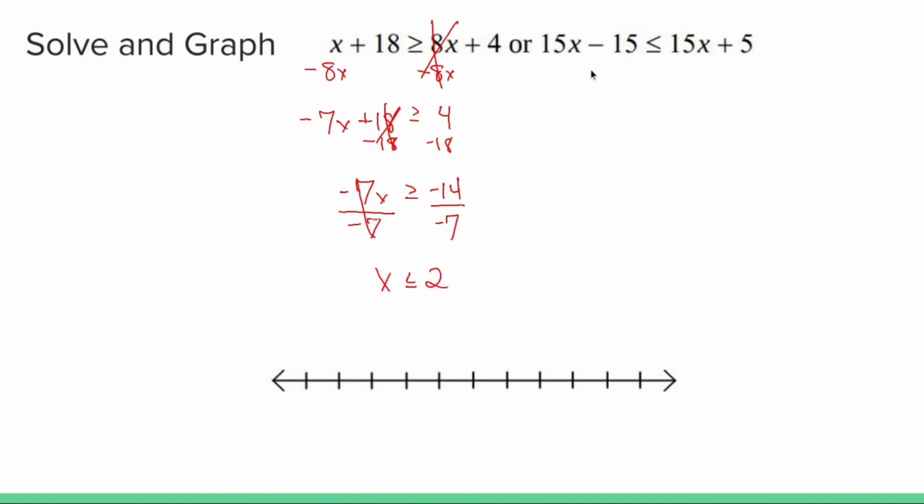Now the other guy is going to be really strange, and you might see why off the top. All right, 15x on the left, 15x on the right. Subtract 15x, subtract 15x, you disappear, and you're left with -15 is less than or equal to 5. Now, whenever your variables all disappear, which they did, and you're left with nothing but numbers, you are asking yourself, is this a true statement or not a true statement? Is -15 less than or equal to 5? And the answer is yes.